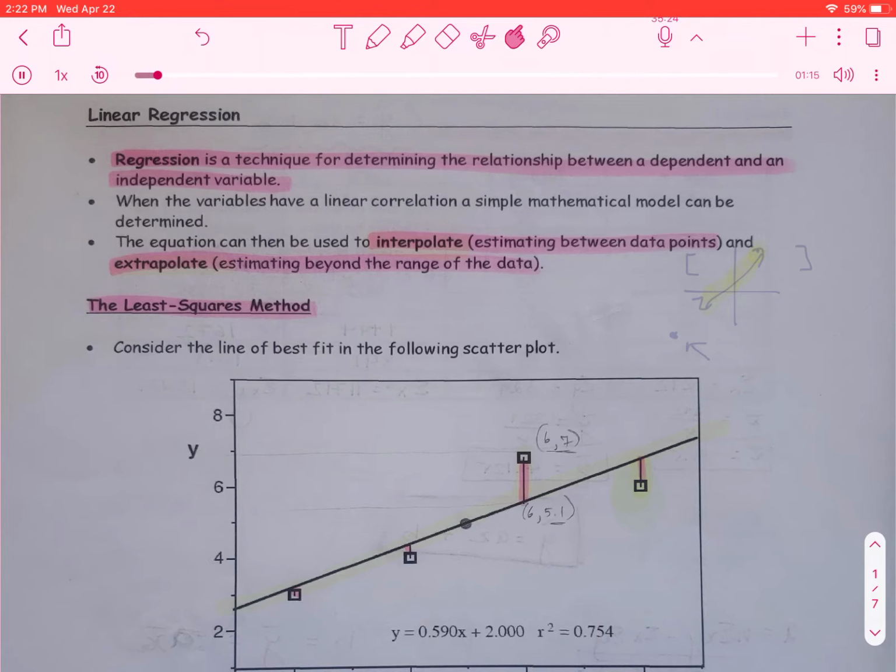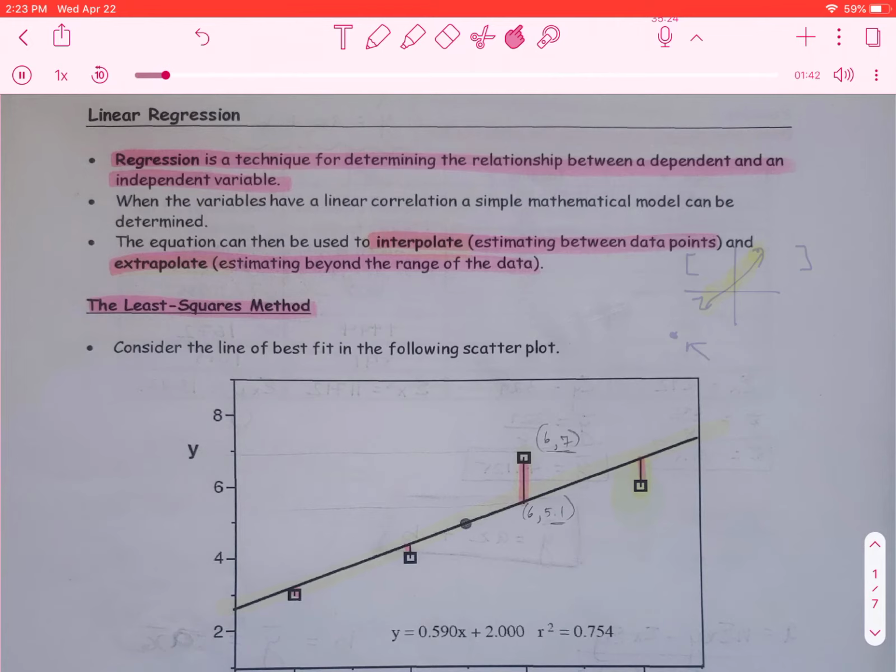Okay, so what I have here is your linear regression. This is 3.2. I'm going to go over the 3.2 as a finished copy, just because there's lots of calculations, and I think this better suits how I would approach 3.2, and then in 3.3 we'll fill it in together with the video. So regression is a technique for determining the relationship between a dependent and an independent variable.